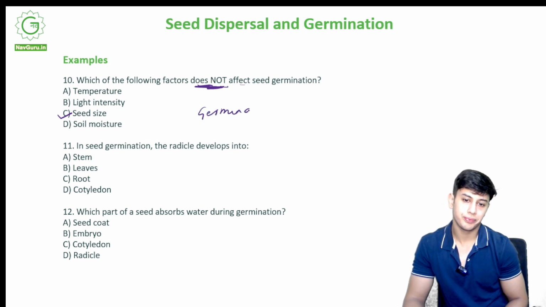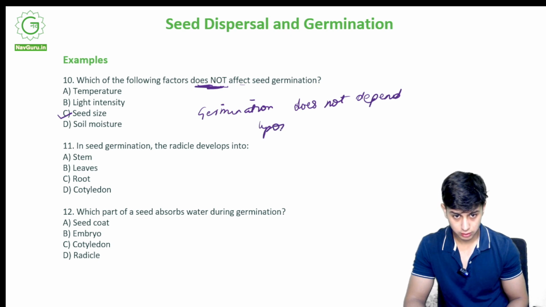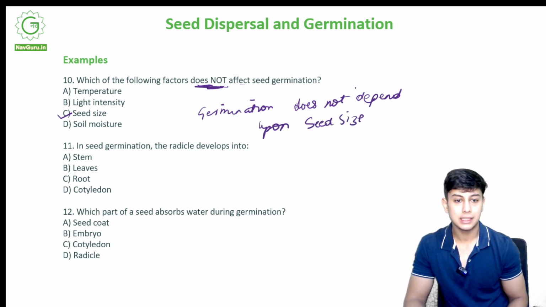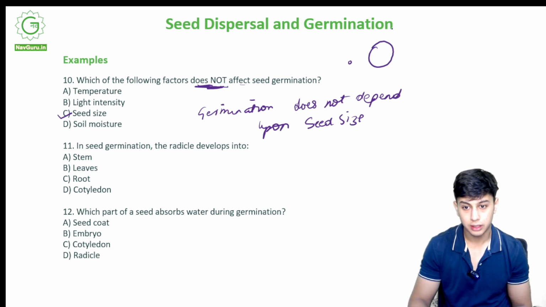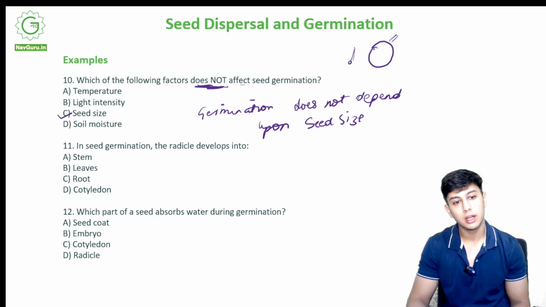Germination does not depend upon seed size. My seed size could be this much, my seed size could be this much. It will germinate in the same manner, same fashion. Seed size does not matter, it does not affect the germination. Ultimately, a shoot and a root need to come out.